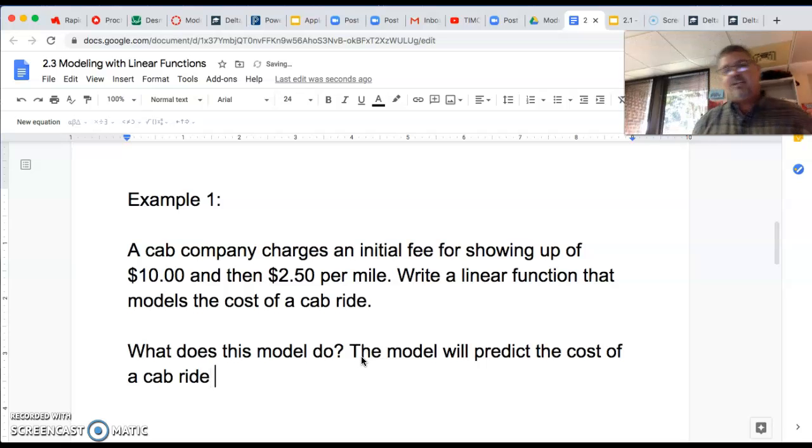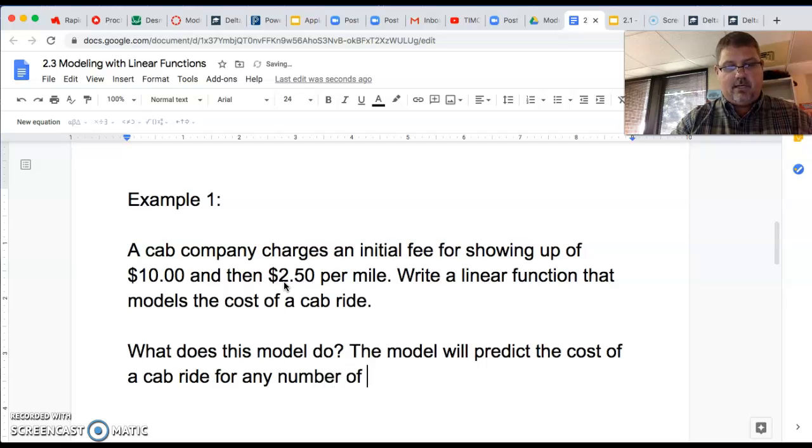Now, what's this going to depend on, right? We know this is going to predict the cost of a cab ride. It's not depending on this initial $10. I know I'm paying that. It depends on the number of miles. If I went 5 miles, well, it's a different cost than 1 mile, right? So if I went 1 mile, it'd be $10 plus the $2.50 and so on. So the model will predict the cost of a cab ride for any number of miles. Okay? That's what this thing's supposed to do.